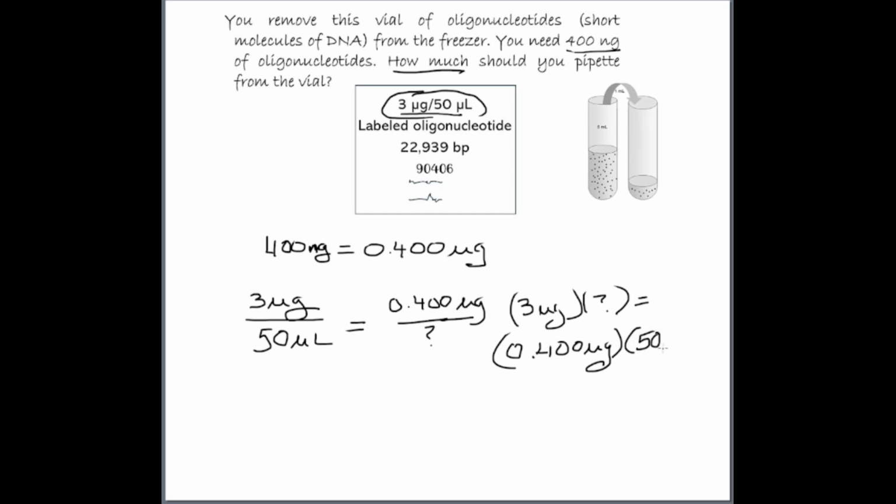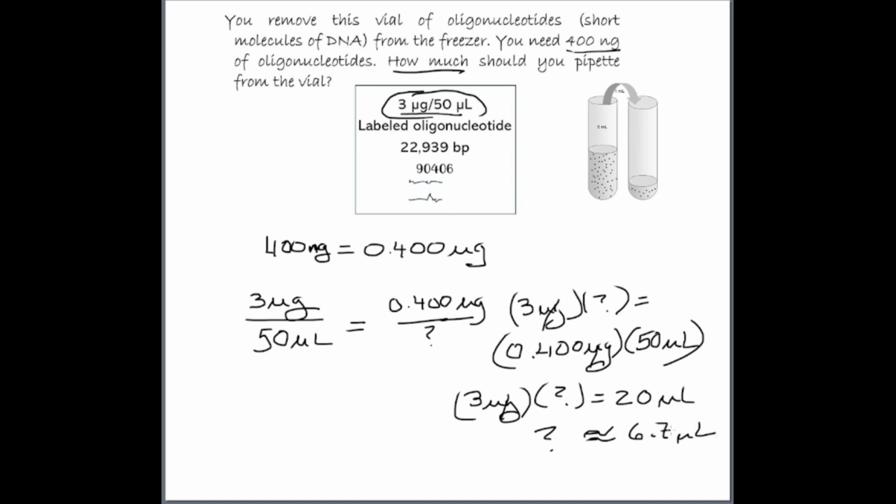times 50 microliters. If I do the arithmetic, I come up with 3 micrograms times question mark equals, excuse me, the micrograms will cancel, so they've canceled here, equals 20 microliters. Divide both sides by 3, question mark equals approximately 6.7 microliters. That's 6.7 microliters. So you can check the math and you can get that answer, hopefully.